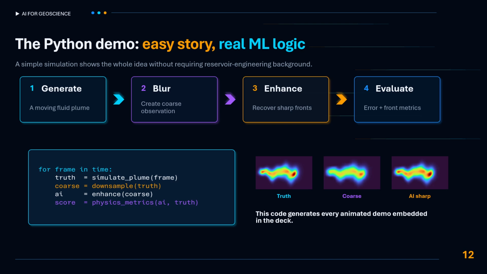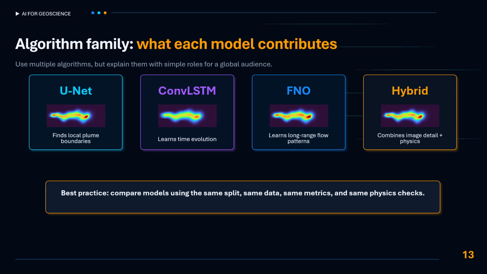Now, let us discuss which algorithms can be used. There are many deep learning models we can use for this problem. Each model has a different strength. UNet is very good at image-to-image learning. It can recover local boundaries and plume shapes. ConvLSTM is useful when time is important. It can learn how the plume changes from one time step to the next. Fourier Neural Operator, or FNO, is powerful for learning long-range spatial patterns and operator mappings. A hybrid model can combine image detail, time evolution, and physics constraints.